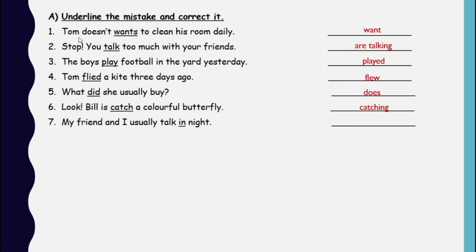Number 7. My friend and I usually talk in night. Remember in the prepositions lesson we said that night belongs to the specific time of the day. So we said if we're going to talk about a specific time of the day, we have to use the preposition at. So in here is incorrect. You should use the preposition at.